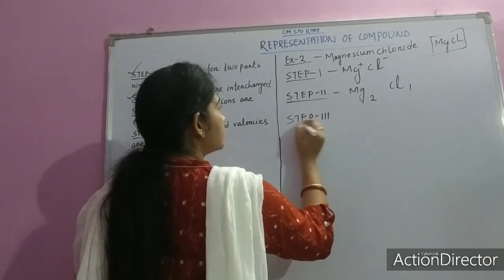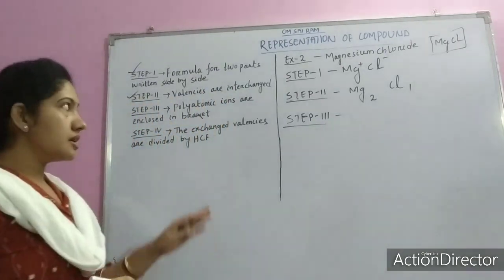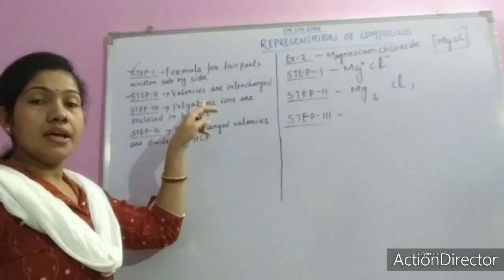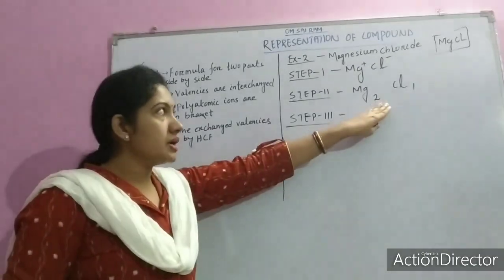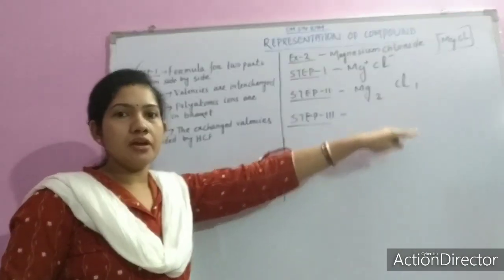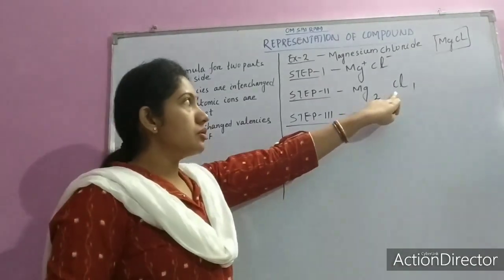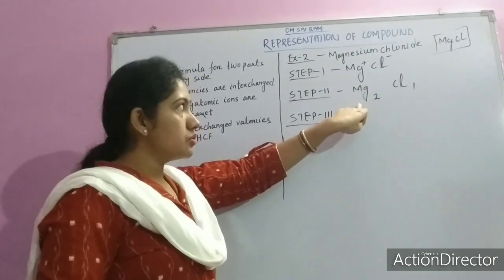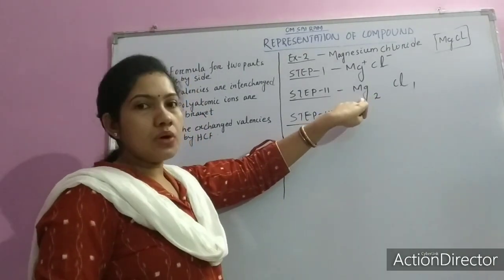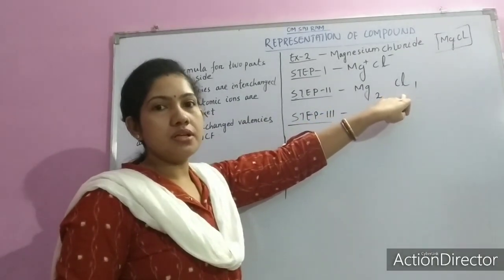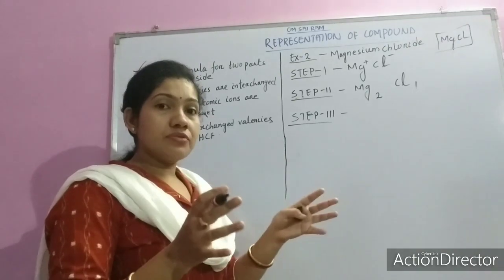Okay, so if we talk about step 3, we have already discussed that if it is a polyatomic ion, then we have to enclose it in bracket. So just think about whether it has any polyatomic ion or not. Is magnesium a polyatomic ion? No. Is chlorine a polyatomic ion? No. So we do not have a polyatomic ion here. We have simply two elements, magnesium and chlorine.